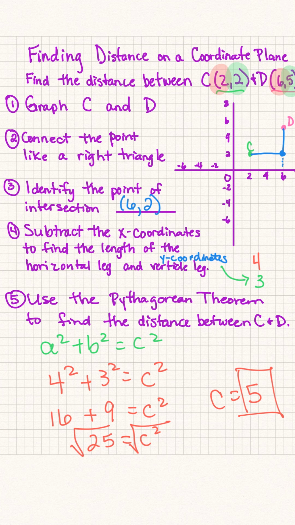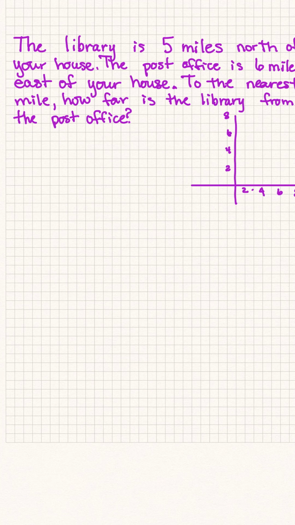How cool is that? Okay, let's try another one. The library is 5 miles north of your house. So let's just say our house is right here. Oh, cute little pink house. And the library is 5 miles north.